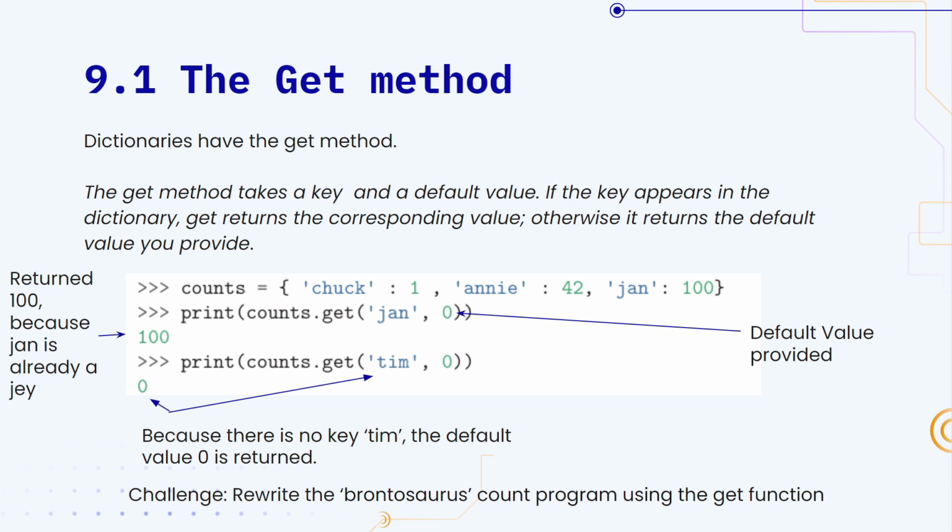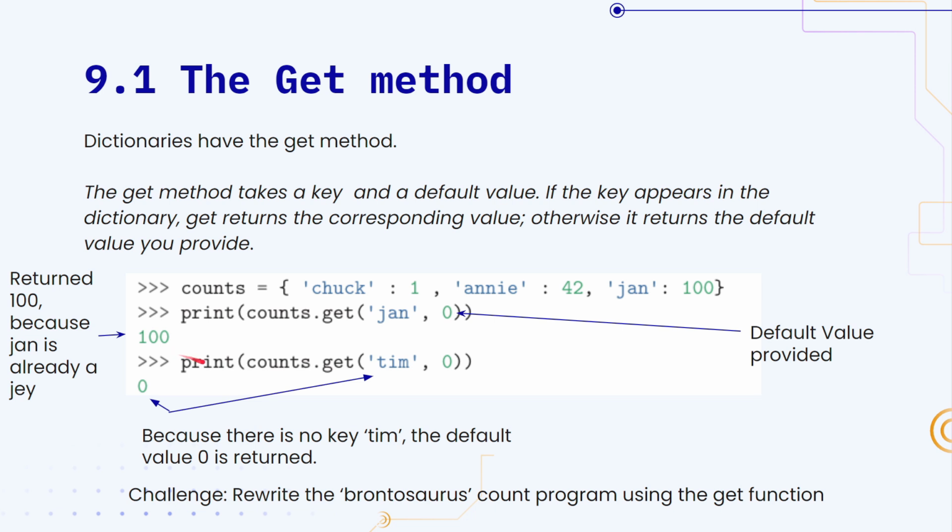So what that means is, let's say we have a dictionary that counts names. Chuck appears 1 time, Annie appears 42 times, Jan 100 times. Let's say we want to get a name and we use Jan, for example. So we say .get Jan, and we'll put a default value 0, just in case there is no Jan. It's going to search the dictionary for Jan. There is a Jan, so it will return 100, which is the value of Jan.